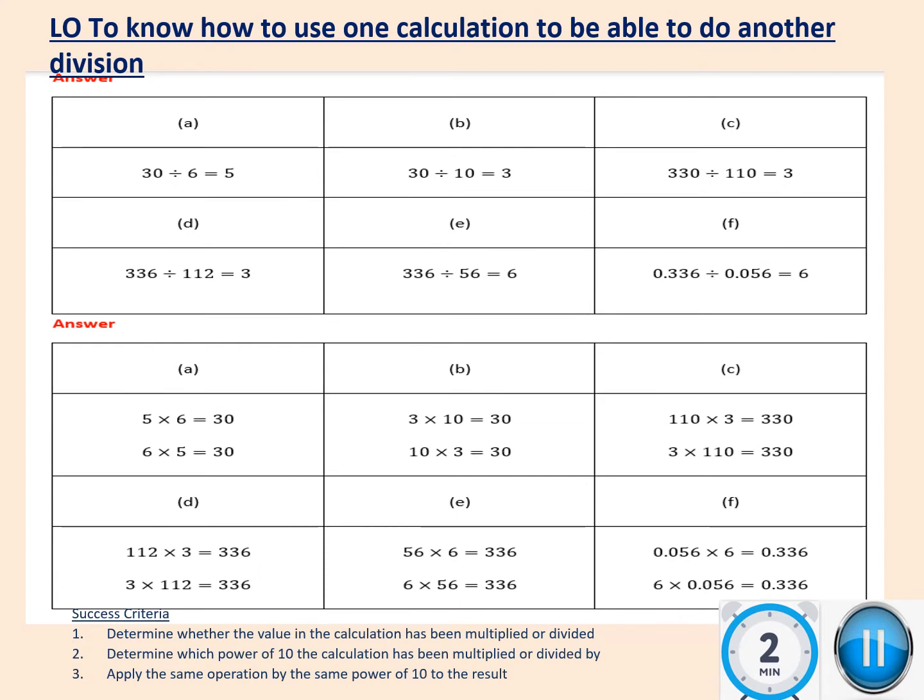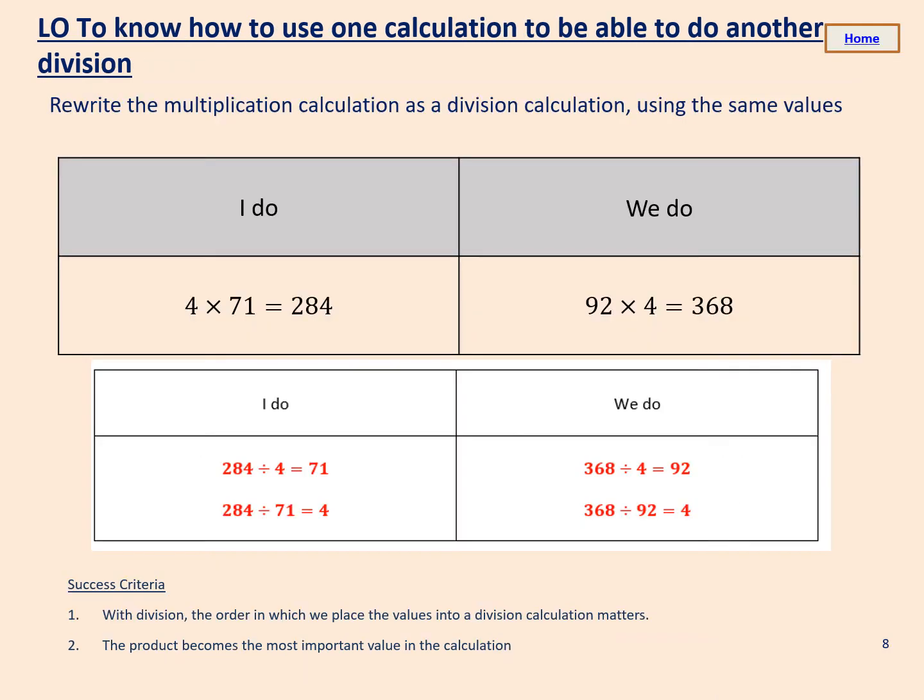Right, so get your green pen out, please, and let's check these questions. Okay, hopefully you've got 12 out of 12 there. Let's go on to the next questions. Right, so we need to rewrite the multiplication calculation as division calculation using the same values. 4 times 71 equals 284. 284 divided by 4 equals 71, or 284 divided by 71 equals 4.